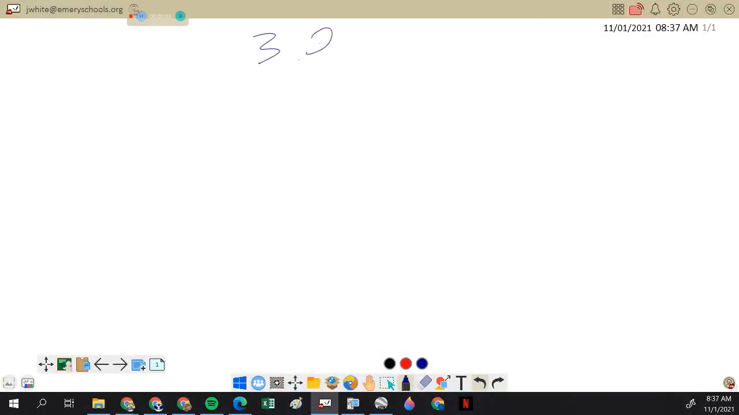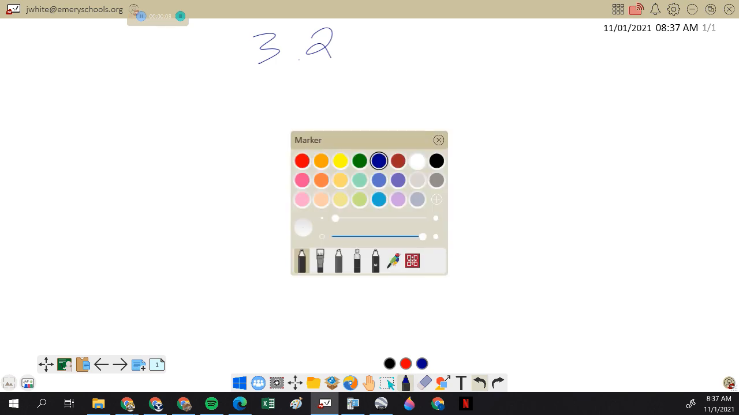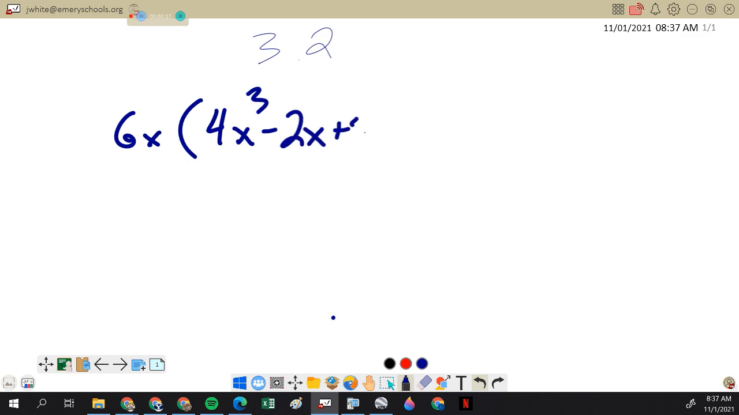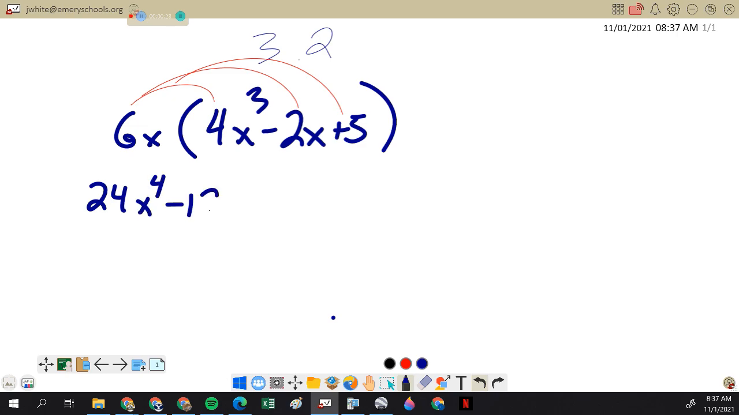This is 3.2. So if I had 6x times 4x to the third minus 2x plus 5, to simplify this, I need to distribute, which would give me 24x to the fourth minus 12x squared plus 30x.